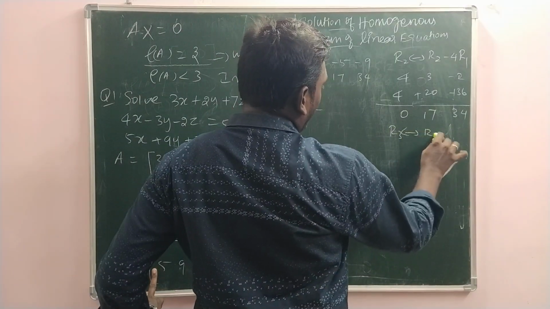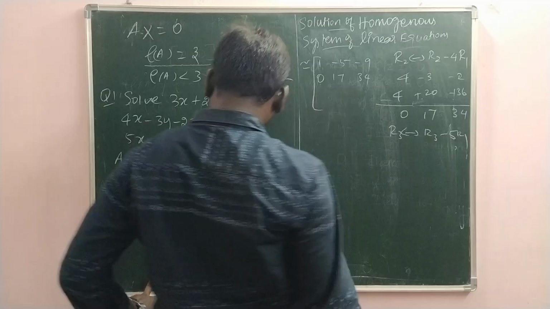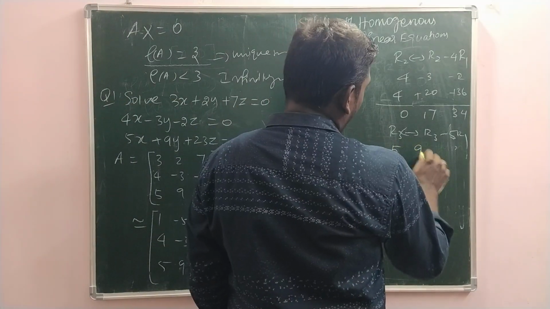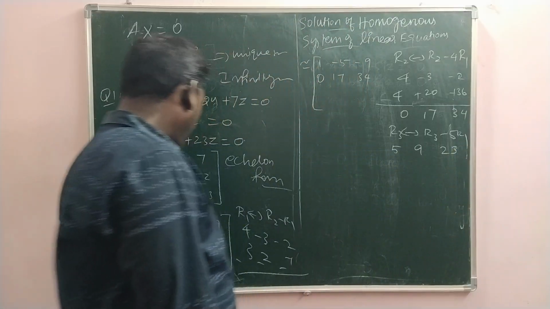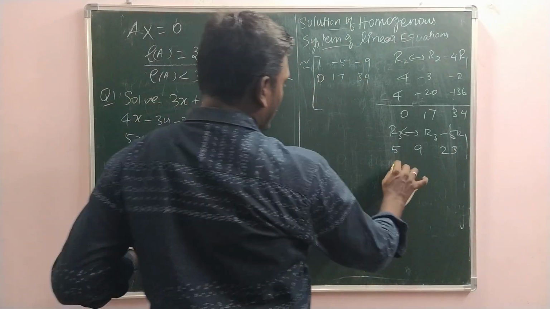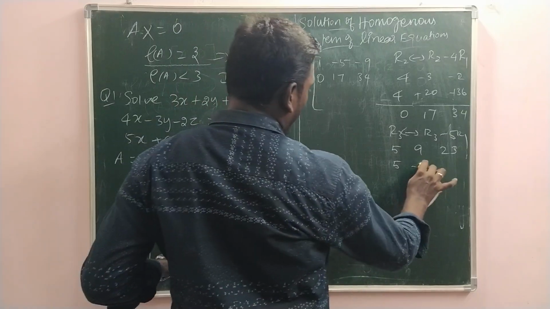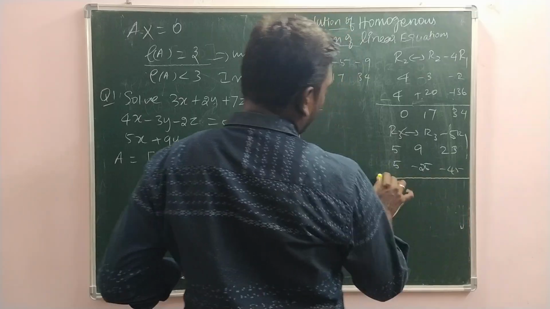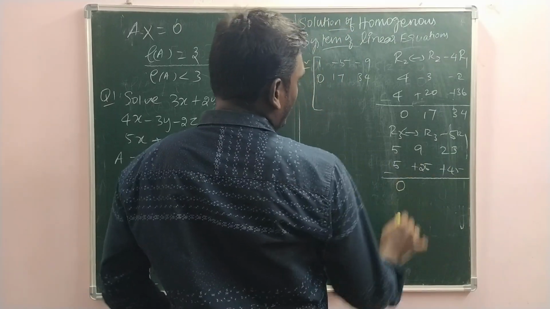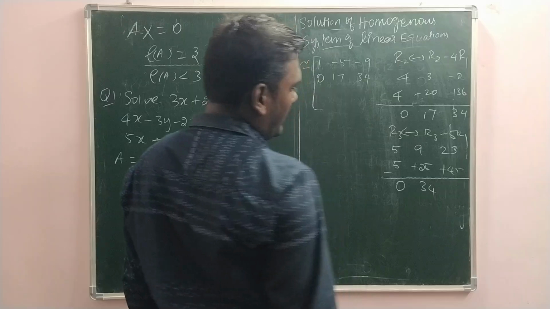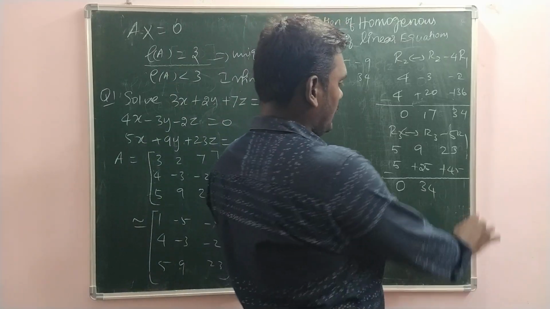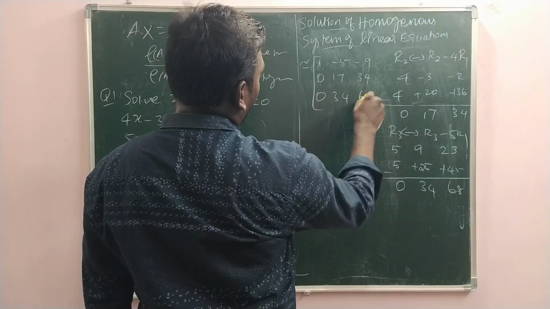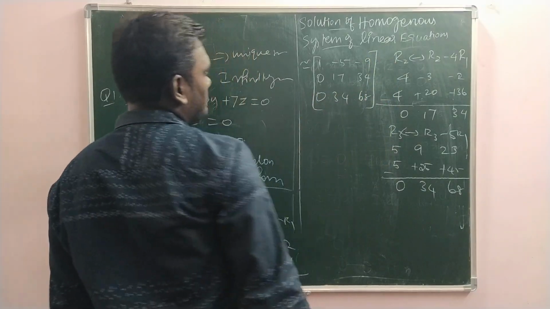Now this also can be made 0 by using another one. So in R3, I'm going to write R3 minus 5R1. In R3 we have 5, 9, 23. 5R1 is 5, and 5 fives are 25, and this is -45. Then minus and minus is plus. This becomes 0. We get 34 and 68. So 0, 34, 68.